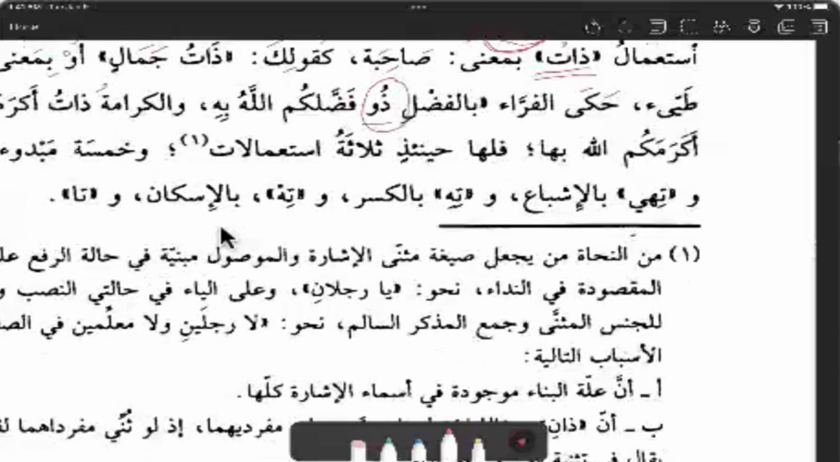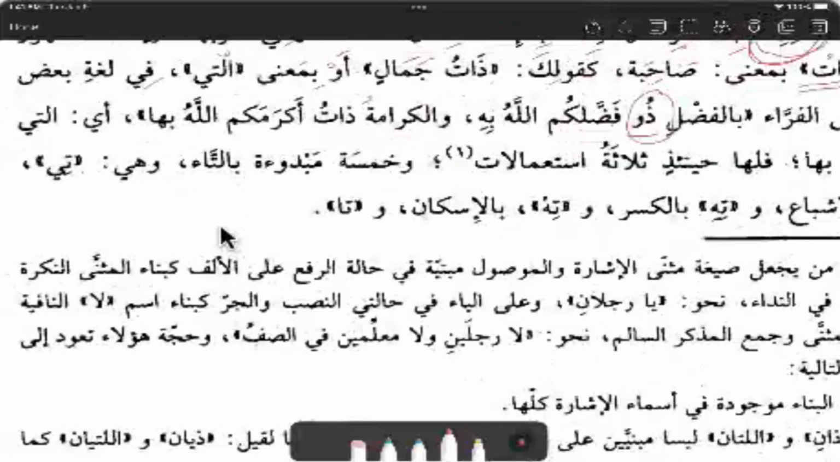أي التي أكرمكم الله بها فلها حينئذ ثلاثة استعمالات. And so that then has three usages. That could be ism Ishaarah, a demonstrative nominal, or it could be ism Mawsul, that means allati, or it could be the feminine of dhu, the one who has.